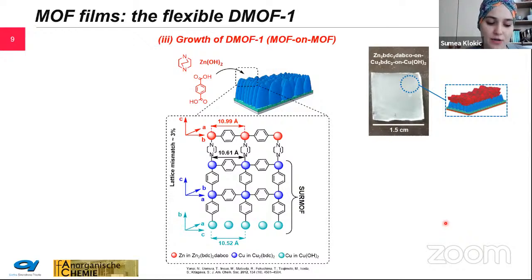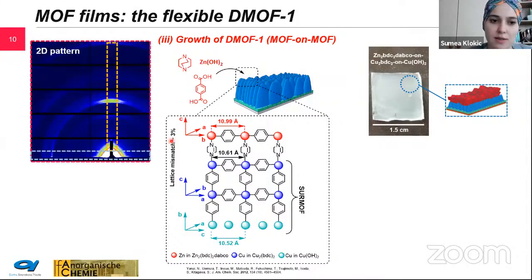Now, the copper BDC layer is ready, and it serves mainly as a supporting MOF layer, or short SURMOF. So for the next step, we chose to grow the zinc-based MOF, or in other words, DMOF1, that consists of zinc nodes that are connected with DABCO, which would be this nitrogen-containing molecule up here, and terephthalic acid. This DMOF1 was reported to have exceptional flexible properties by Kitagawa and co-workers. However, when we grow DMOF1 in thin films, the structure has a lattice mismatch of 3%, which leads to a rather textured structure. The exact growth is currently under investigation, and I do not want to go much into detail here.